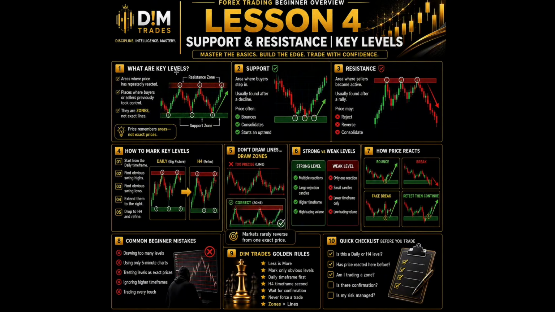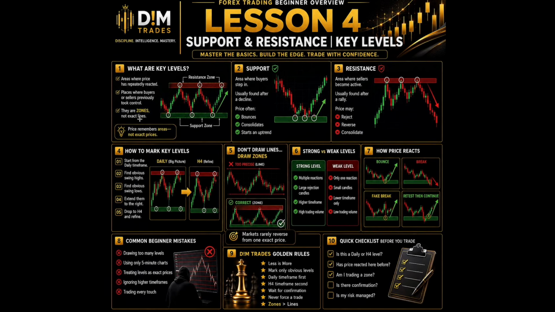All right, so what are key levels? Key levels are areas where price has repeatedly reacted. They are places where buyers or sellers previously took control. Remember what we talked about in previous sessions? We said the market is a constant war zone between the buyers and the sellers. One is trying to take over from the other, trying to dictate the major direction of the market, right? So key levels are zones.